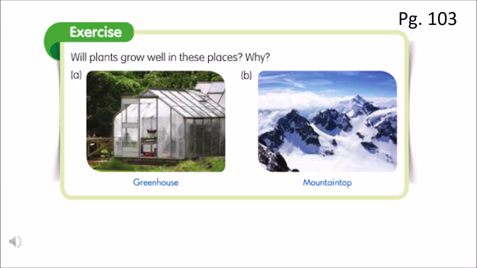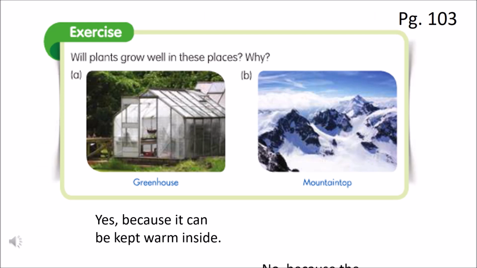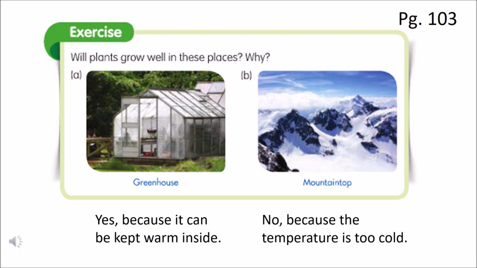Here are the answers. Will plants grow well in these places and why? For the greenhouse, we can say yes, because it can be kept warm inside, or we can say yes, because we can control the temperature and keep it warm. And then for B, the mountaintop, no, because the temperature is too cold.